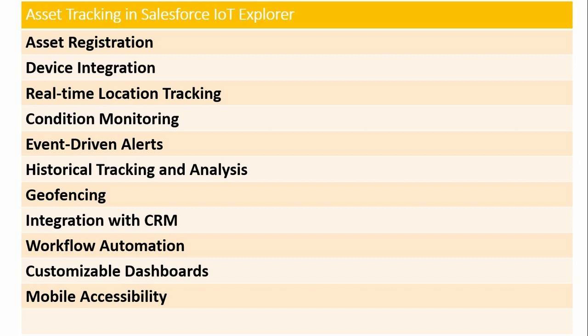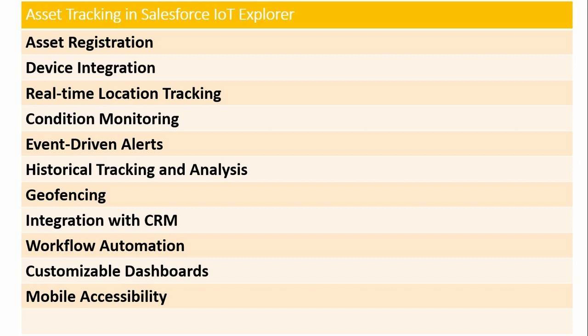Real-time location tracking. Overview. Continuous monitoring of asset location in real time. Details. Asset tracking in Salesforce IoT provides up-to-the-minute location data. This information is particularly valuable for scenarios where assets move across different locations, such as in logistics or transportation.